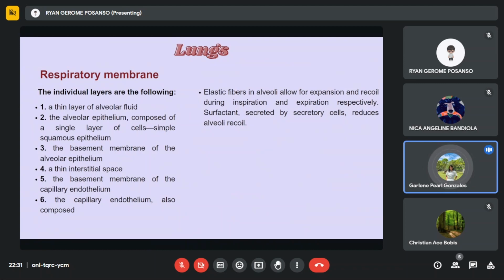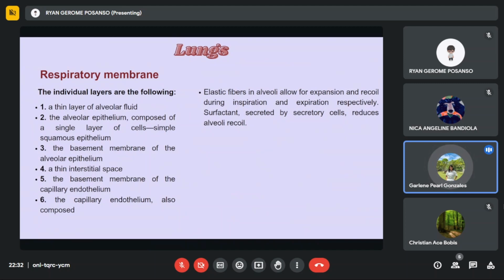Next slide, please. The individual layers are the following. First, a thin layer of alveolar fluid. Secondly, the alveolar epithelium, composed of a single layer of cells, simple squamous epithelium. Third, the basement membrane of the alveolar epithelium. Fourth, a thin interstitial space. Fifth, the basement membrane of the capillary endothelium. Sixth, the capillary endothelium, also composed of simple squamous epithelium.